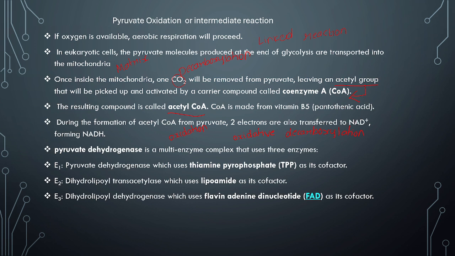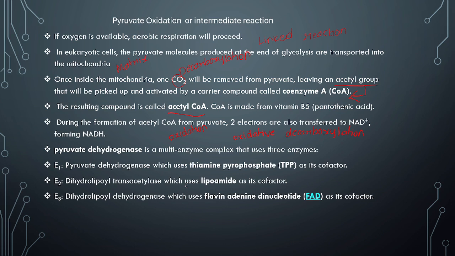Two electrons are transferred to NAD, nicotinamide adenine dinucleotide, and forms NADH. Pyruvate dehydrogenase is a multi-enzyme complex. It contains 3 sub-enzymes: pyruvate dehydrogenase, dihydrolipoyl transacetylase, and dihydrolipoyl dehydrogenase. Enzyme 1, pyruvate dehydrogenase, uses thiamine pyrophosphate as its cofactor.